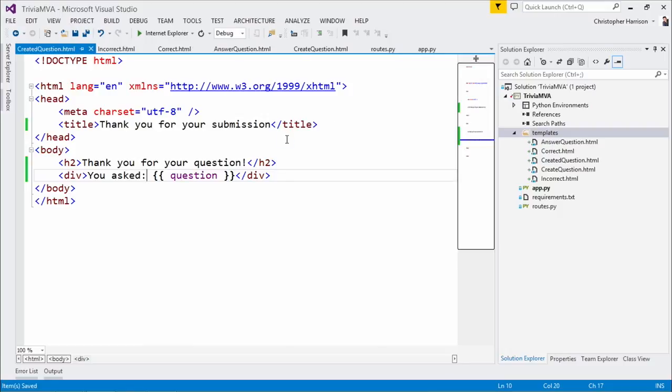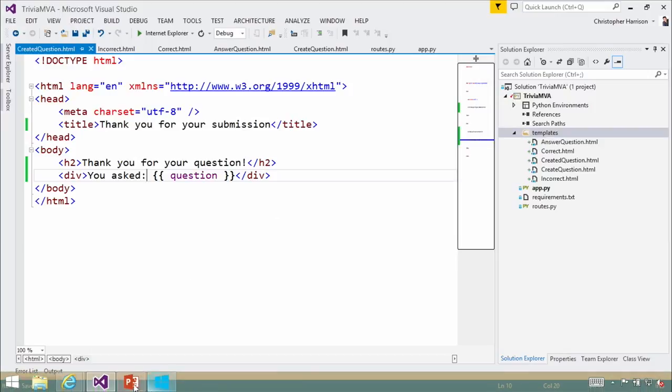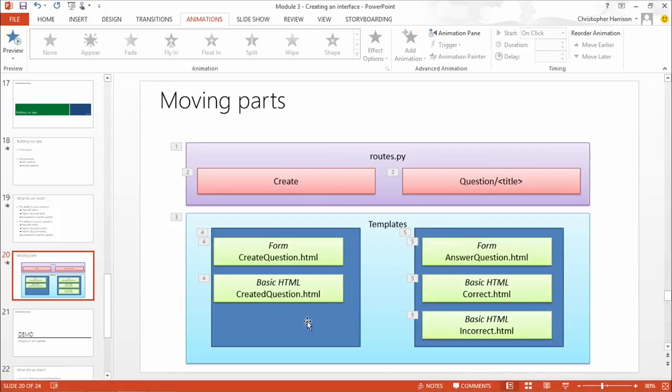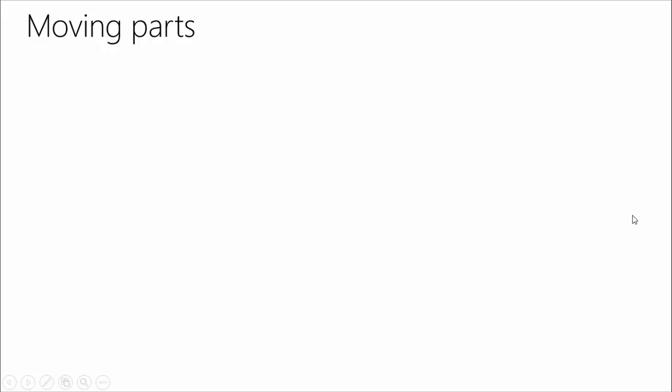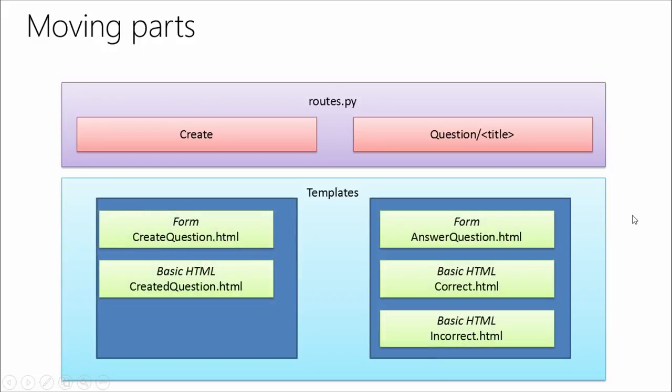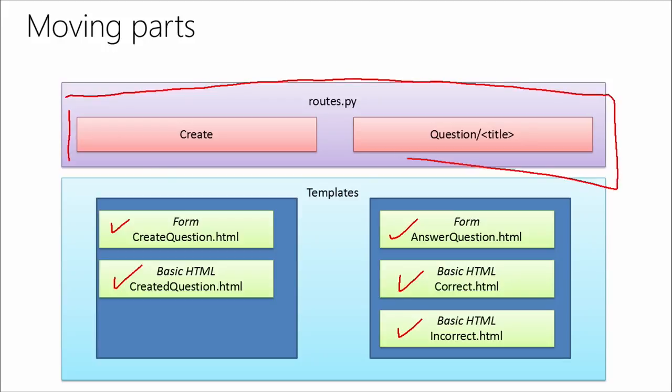Okay. So let's go back to my slide, because I think now is kind of a perfect reset point here. So you've now created all the forms you have listed there. Exactly. We did the form. We did the basic HTML for correct, for incorrect, and for created question. Okay. Now we just need to update the code to call all of that.